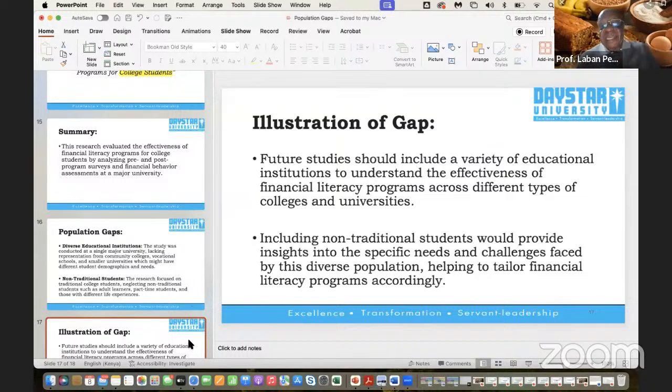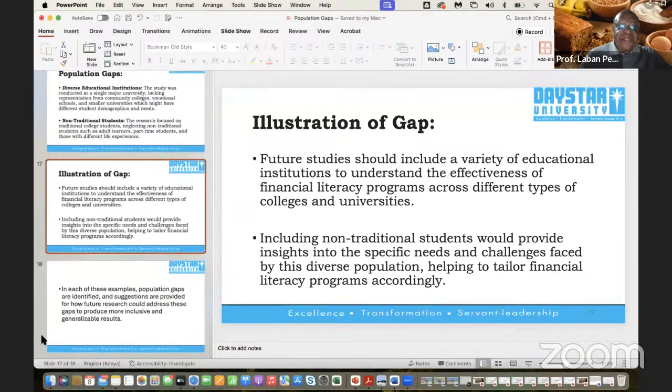So what are we saying to illustrate the gap? That future studies should include a variety of educational institutions to understand the effectiveness of financial literacy programs across different types of colleges and universities. Number two, including non-traditional students would provide insights into the specific needs and challenges faced by the diverse population, helping to tailor financial literacy programs accordingly.